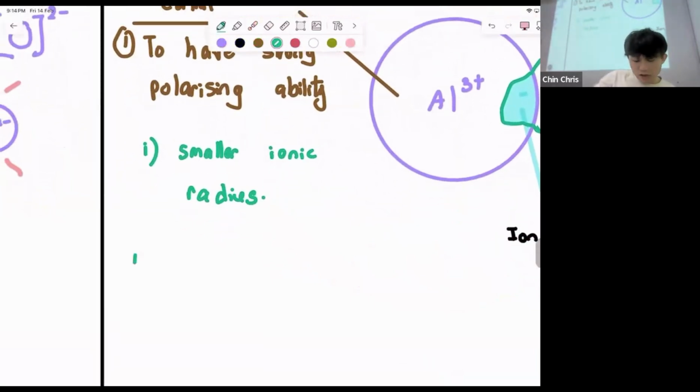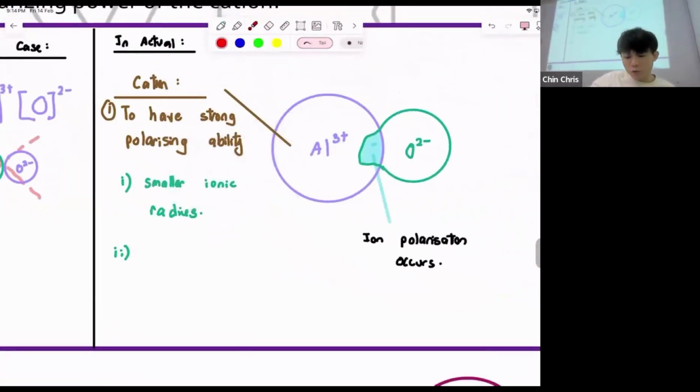Okay, next, let's look at the charge. Do you prefer it to be 1 plus or 3 plus? In order for you to pull it, do you prefer to be 1 plus or 3 plus? Yes, correct. Second one must be high charge.